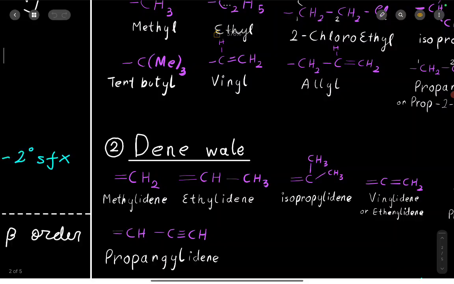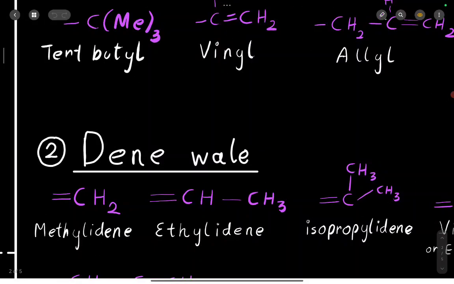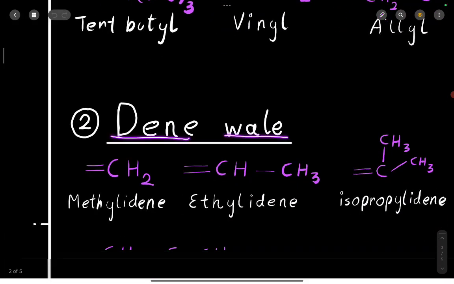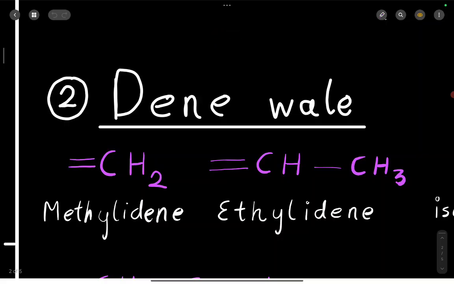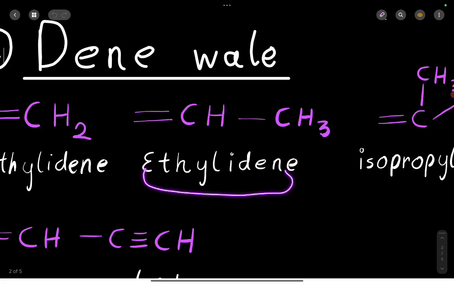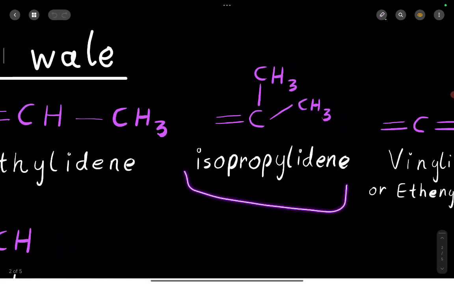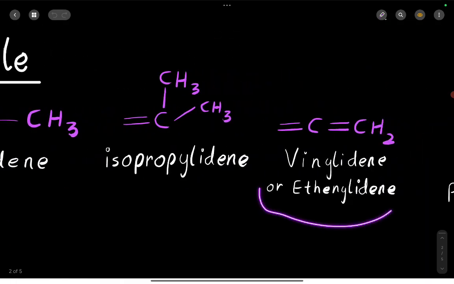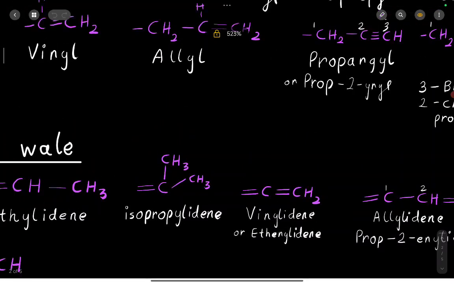So let's move on. Now let's see the -ylidene ones. The -ylidene ones are the ones which are connected to the main chain via a double bond. So this is a methyl group, but it's bonded with a double bond, so we change its name to methylidene. This is ethylidene. This is isopropylidene, and this is vinylidene. Now you may ask why it's called vinylidene.